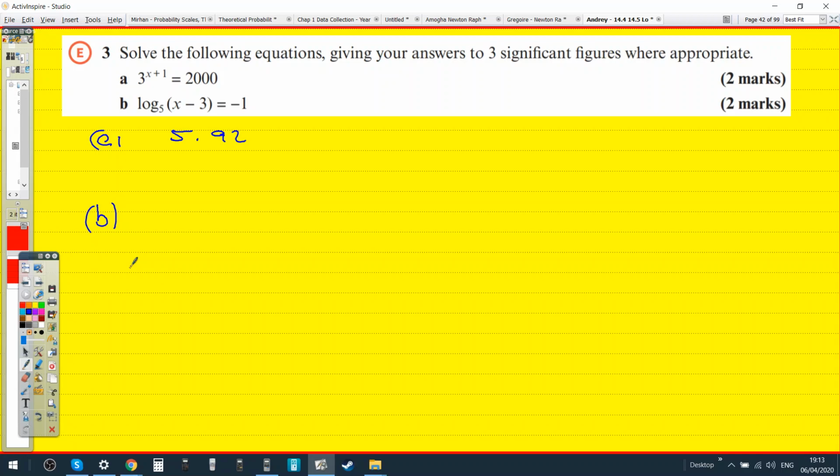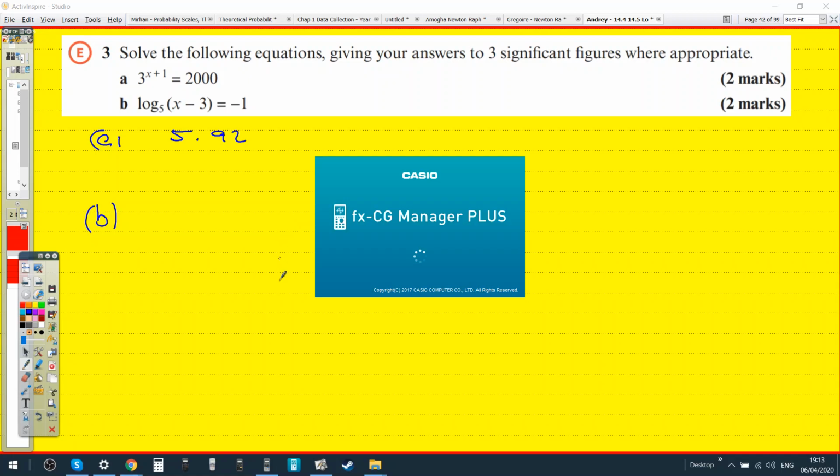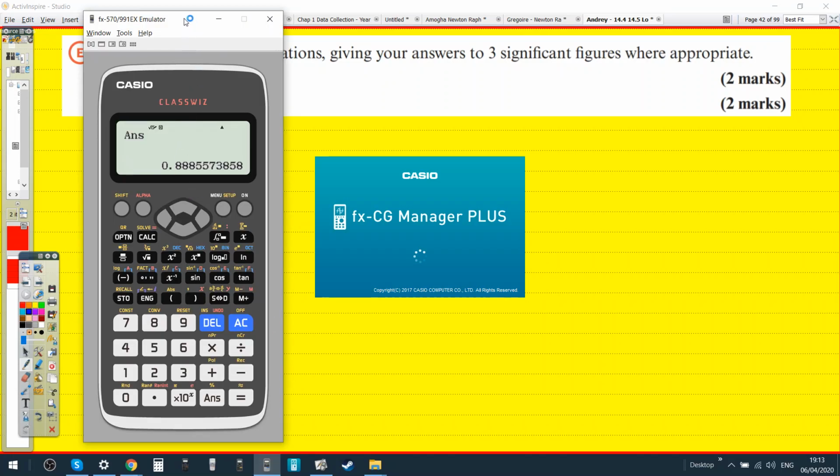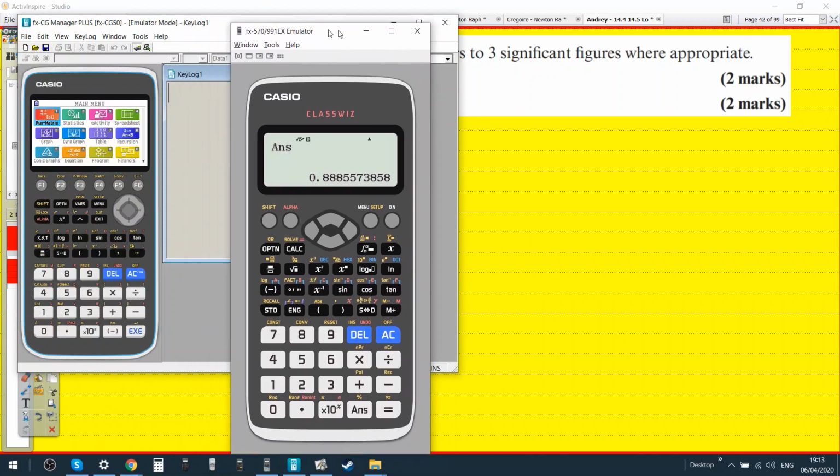So I think I've lost the log button on this calculator here. On the graphical one? No, on the other one. Oh, the simple one, is it? Yeah. Oh, actually, I just found it. Sorry.